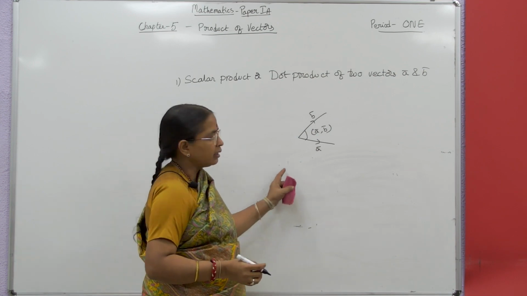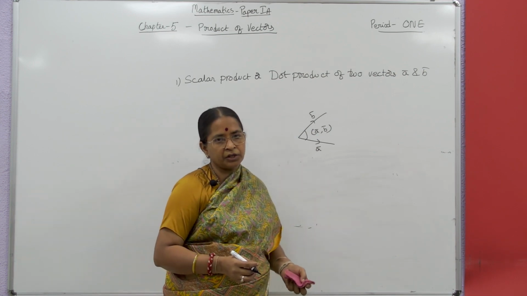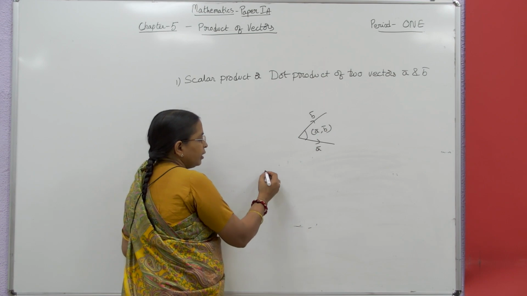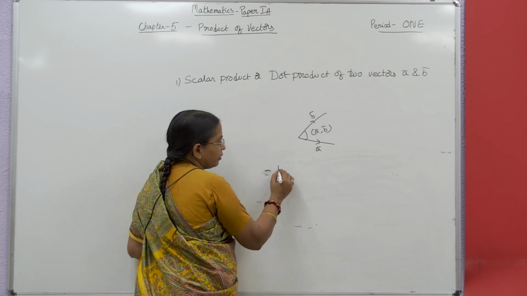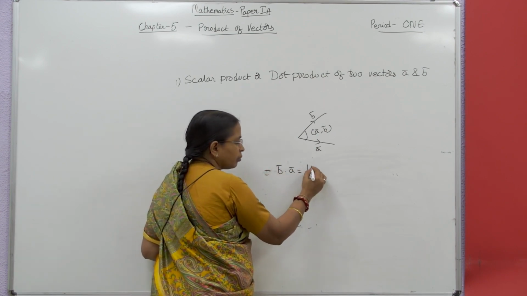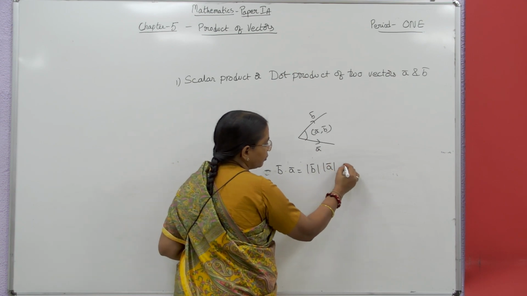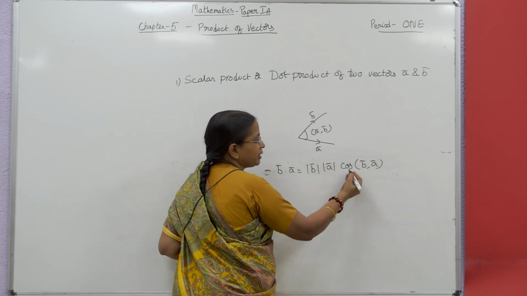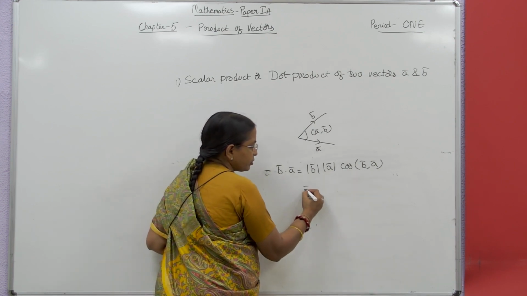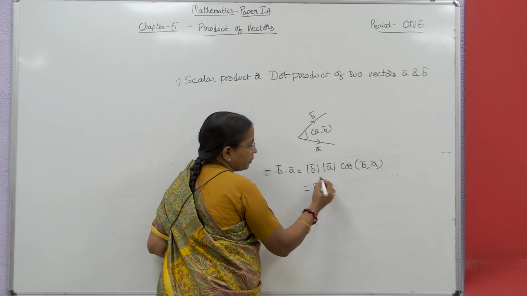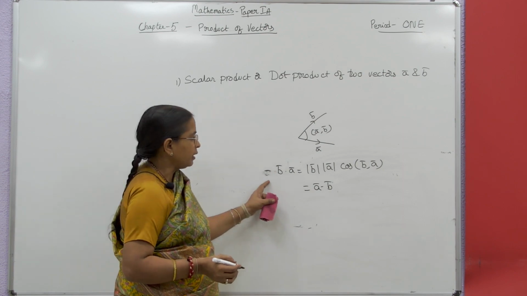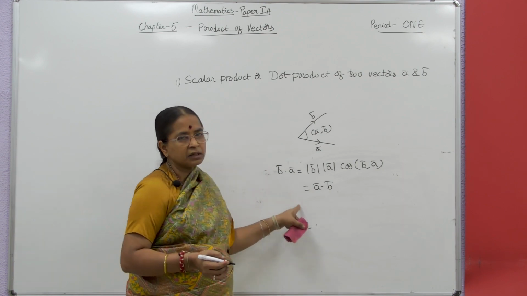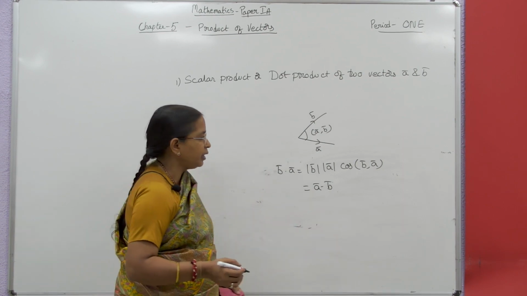You have already learned about this symbol in addition of vectors. Now, A dot B, what is B dot A? B dot A is equal to mod B into mod A into cos of the angle between B and A. The angle between A and B is the same as the angle between B and A, so this is the same as A dot B. So this is one property: the dot product is commutative. A dot B is equal to B dot A.